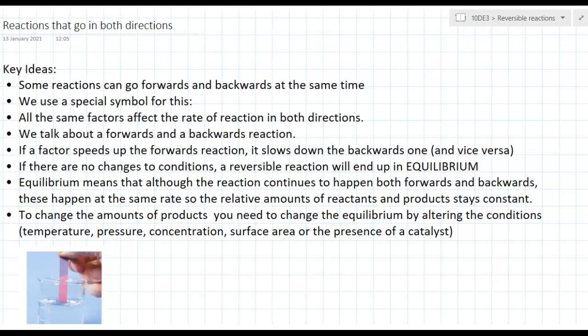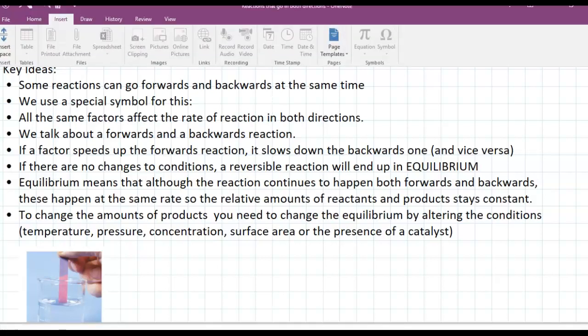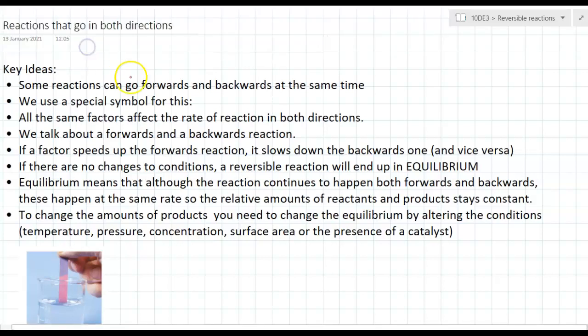Okay. So we're recording the video, and we're going to talk about these chemical reactions that can go in both directions at the same time. So I should be able to get my pen up. Okay, so a few key ideas first of all.